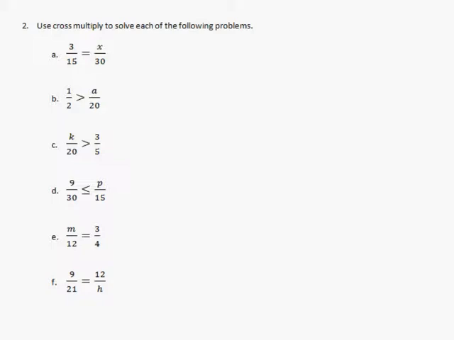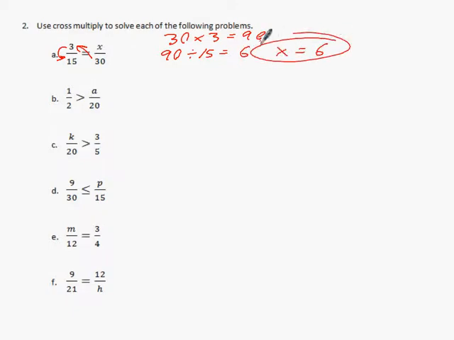Use cross multiply and divide to solve each of the following problems. So this is just some straight up practice. We've been doing this for a while. First one, 30 times 3 is 90 divided by 15. 90 divided by 15 equals 6. X equals 6. Make sure you write the variable at the end equals your answer. And circle it so that we know you have the right answer.